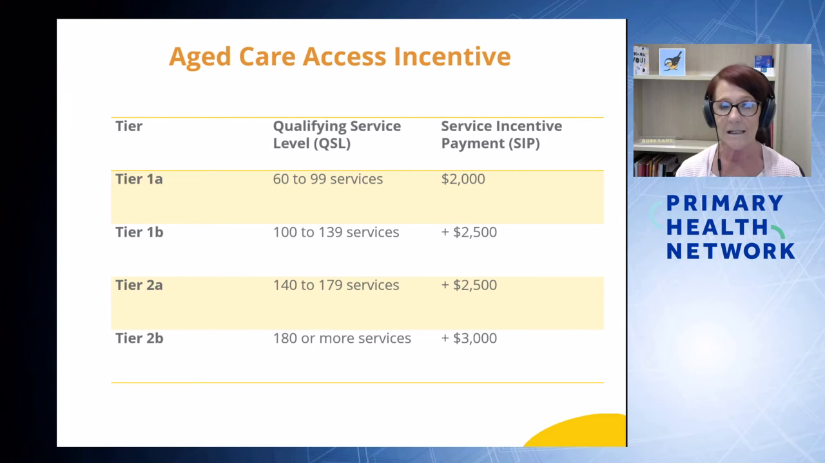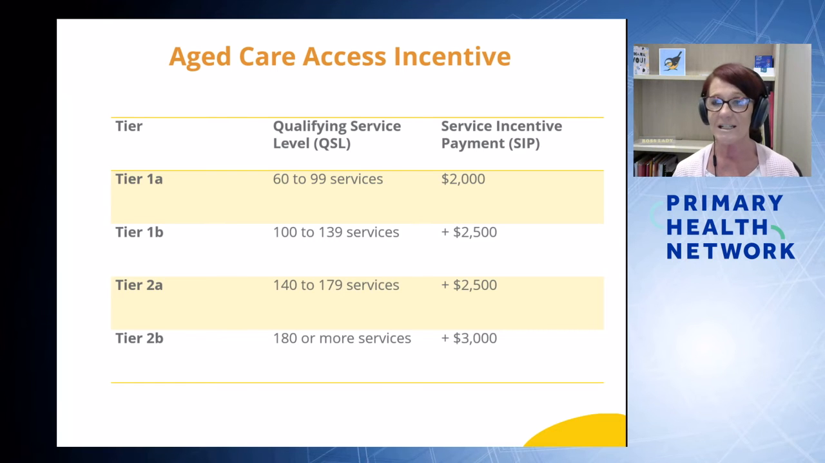The other thing that's improved significantly is the aged care access incentive. Previously it was based on a $5,000 cap per year for the number of services that you provided. Obviously, the practitioner or the practice needs to be registered with the practice incentive payment to access this payment. But now you can access double that.